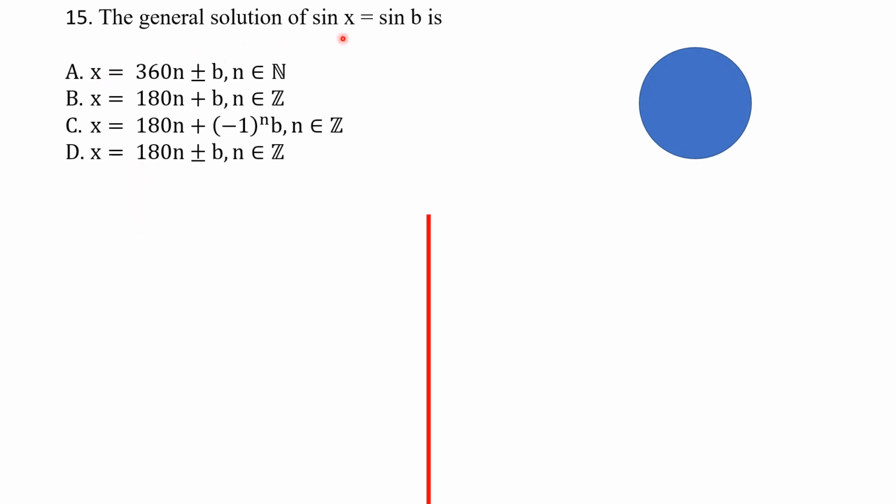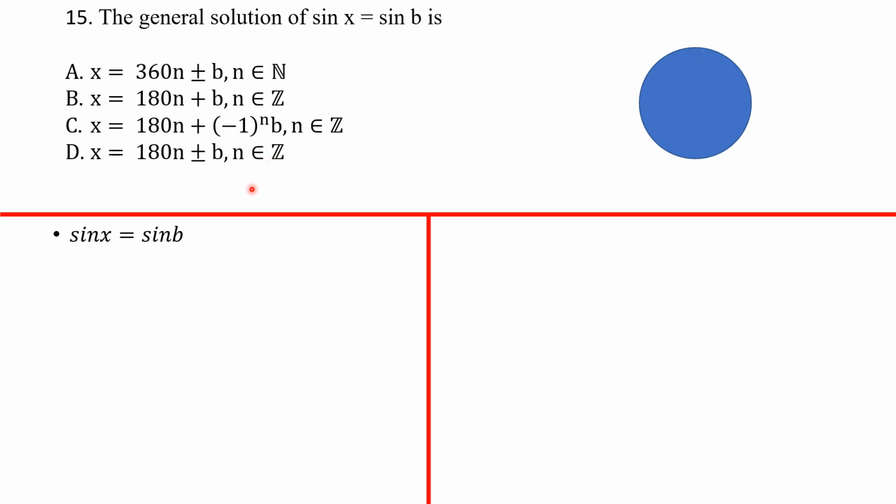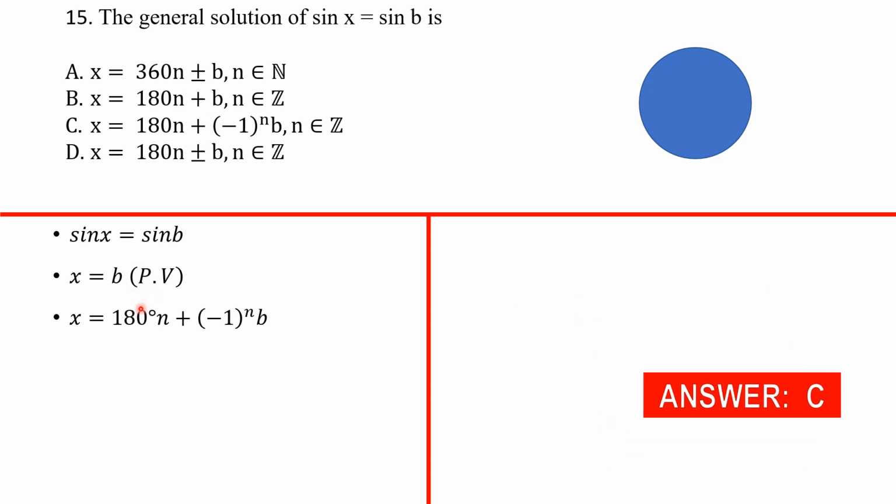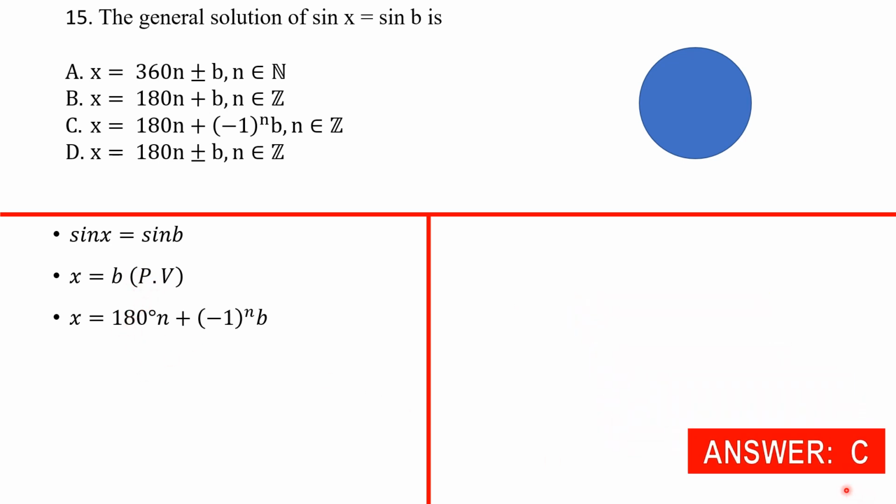The general solution of sine x equals sine b is, okay, so guys, we notice that this is very straight to the point. Sine x equals sine b means x equals b. B is the principal value there, so we put it in the general solution: x equals 180 degrees n plus negative 1 raised to the power n times the principal value. Now the principal value here is b, so our answer there directly is C. Okay, so yeah, that one was easy.